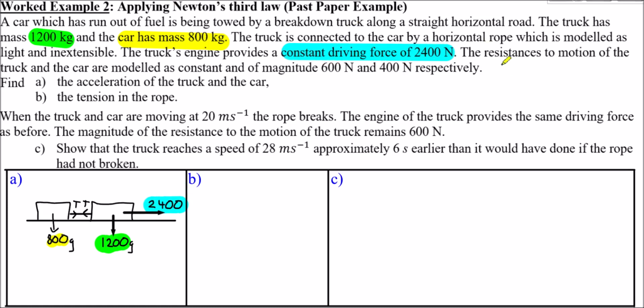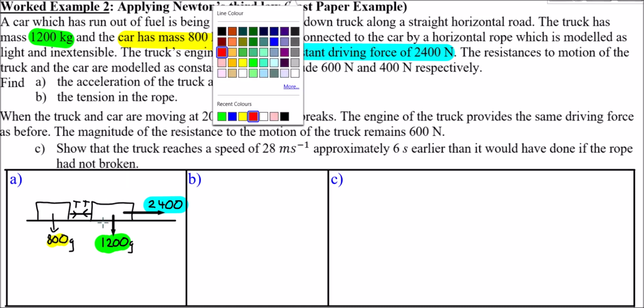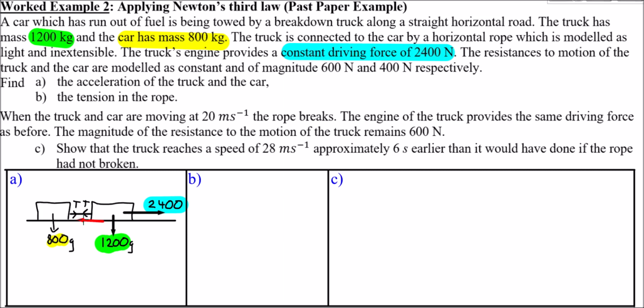As well though, we're told that there's resistances to the motion, and so the resistance to the motion of a truck and car are modelled as constant and of magnitude 600 newtons and 400 newtons respectively. So truck, car, 600, 400. So truck is 600. So there's a resistance on the truck of 600 newtons. So I'm going to label this on here. I'm just going to do it from the road so it doesn't get in the way of this tension force. So that's 600 on the truck.